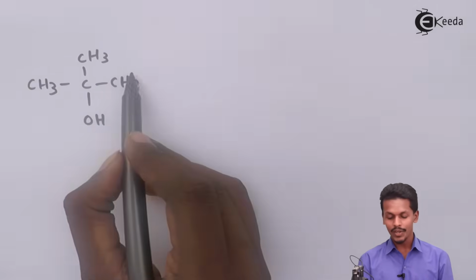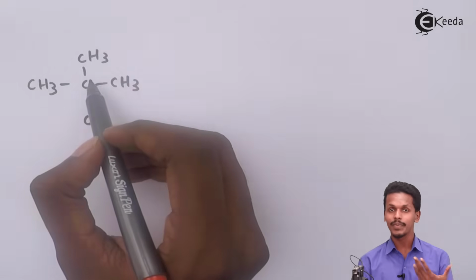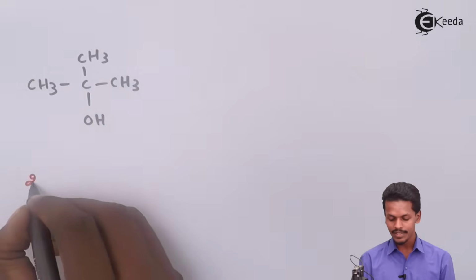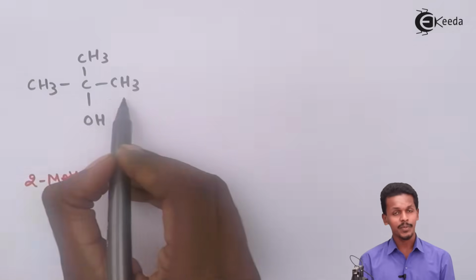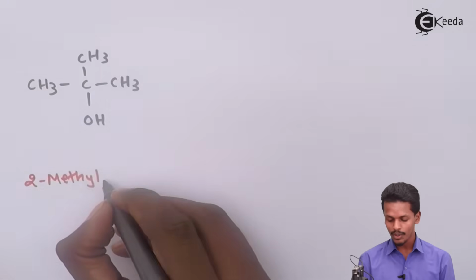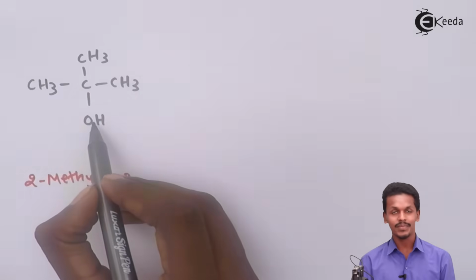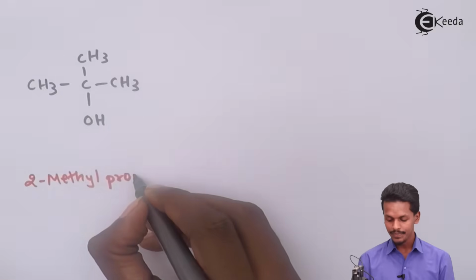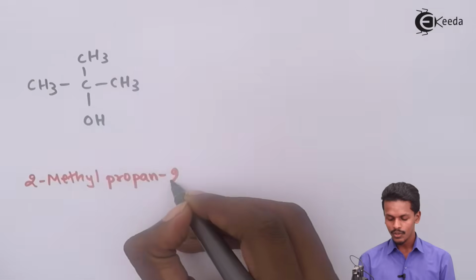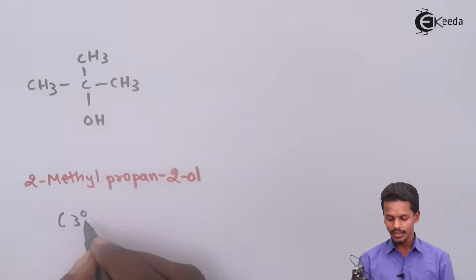So suppose this is the longest chain of carbon that we have, and in that we observe that on the second carbon atom a methyl group is present, so we could name it 2-methyl, and the total number of carbons in the straight chain is 3, making it propane. But the second carbon atom also consists of OH, an alcoholic group. So the name of this will be 2-methylpropane-2-ol. But this is actually a tertiary alcohol.